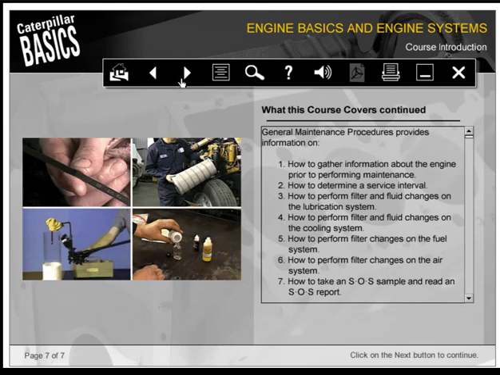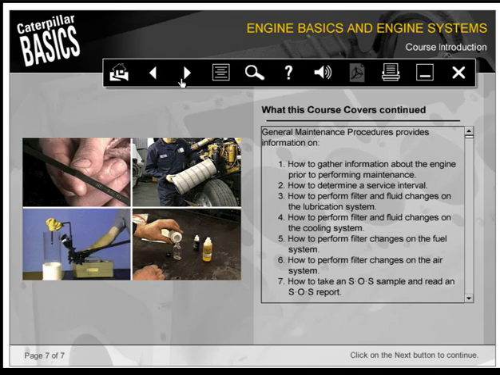General maintenance procedures provides you with an understanding of how to gather information about the engine prior to performing maintenance. You'll learn how to determine a service interval, how to perform filter and fluid changes on the lubrication system and cooling system, how to perform filter changes on the fuel system and on the air system. And you'll learn how to take an SOS sample and read an SOS report.